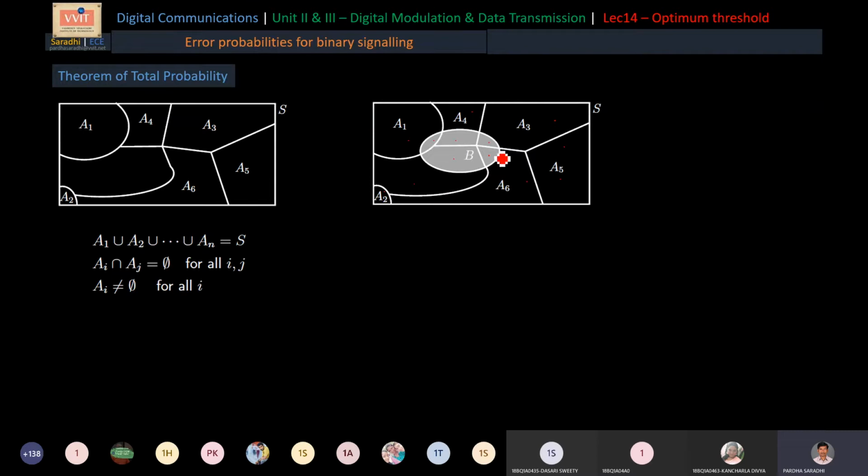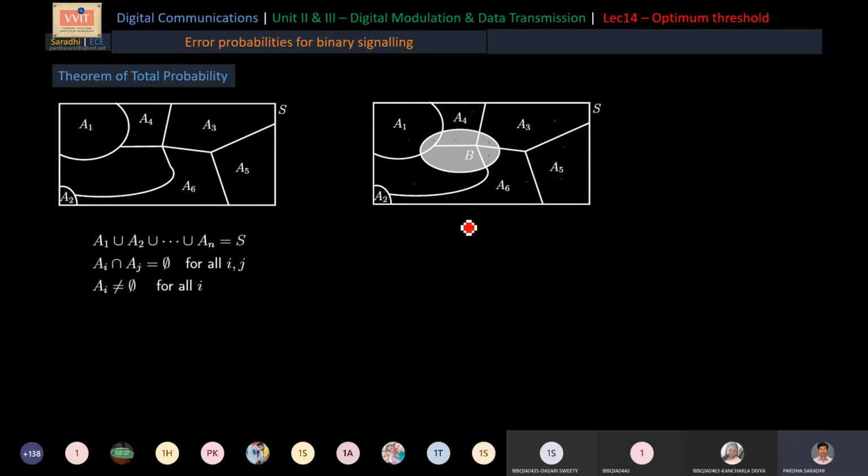So if we want to calculate the probability, first of all, suppose A5 has occurred. Then we are damn sure that B has not occurred, because they are mutually exclusive. A5 is here, B is here, there is no overlapping. So whenever A5 occurs, it doesn't mean B has occurred.